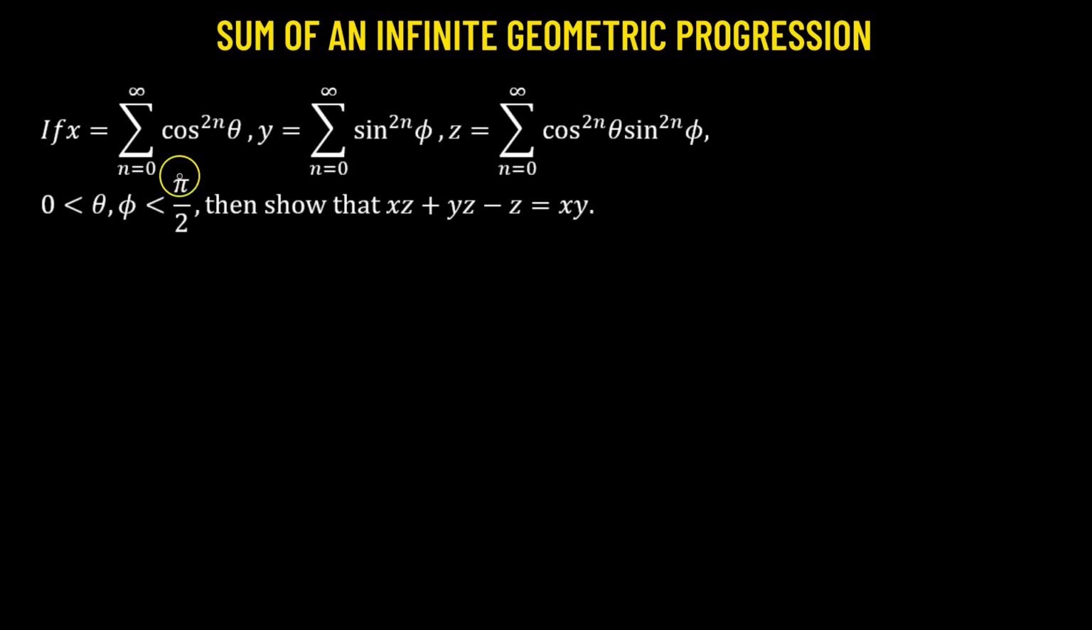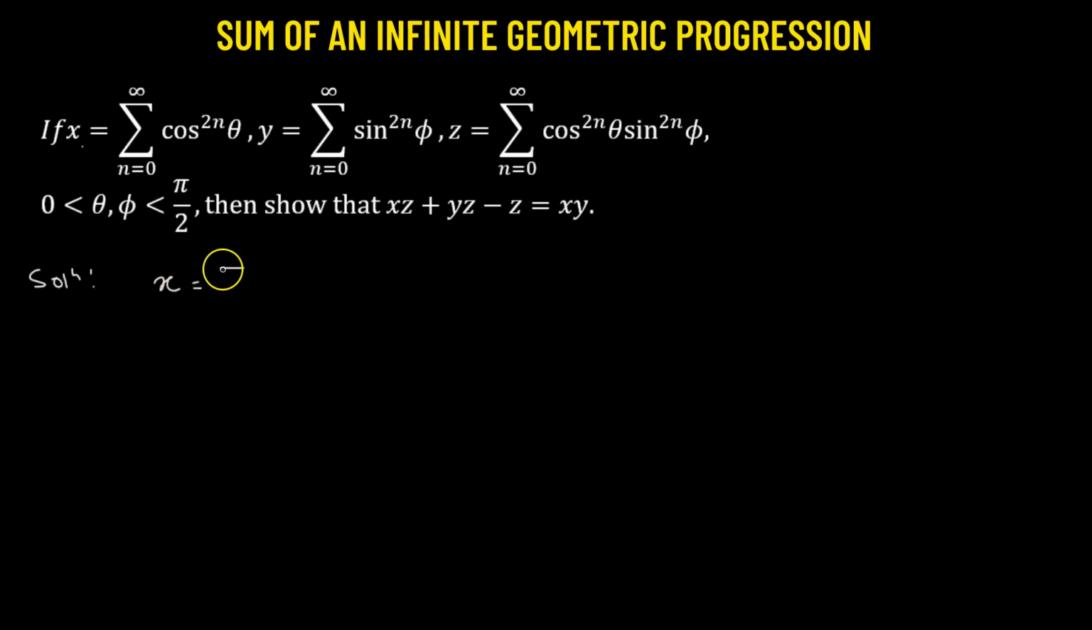So here we have three geometric series, and these are infinite geometric series x, y, and z. Now we need to show that xz plus yz minus z equals x times y. So let's begin. We'll start with the first infinite geometric series x.